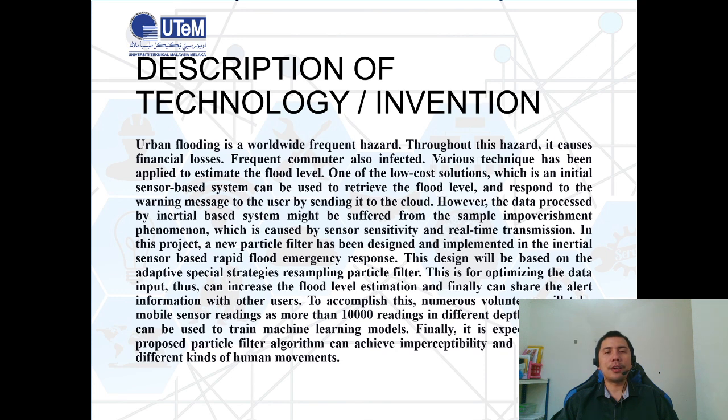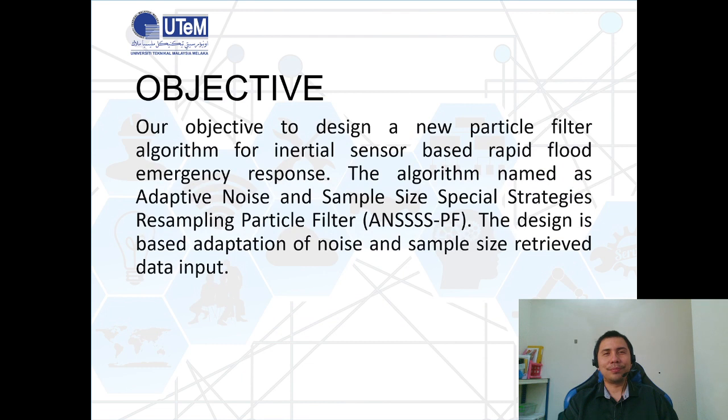In order to do this, numerous volunteers will take readings, more than 10,000 readings at different depth levels, so that they can be used to train a machine learning model. Finally, it is expected that the proposed algorithm can achieve accuracy and robustness across different kinds of human movement.